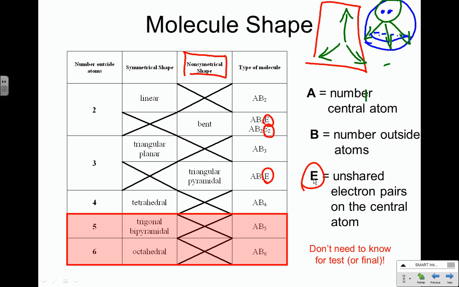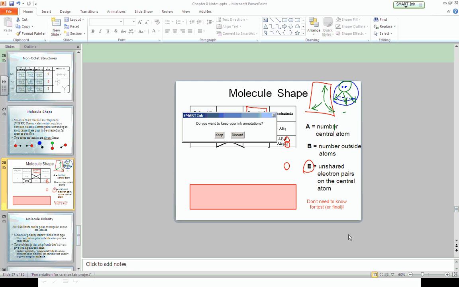So when you draw your electron dot, write down your ABE code, and you can see which type of shape it is. And hopefully that helps you understand the different shapes that you need to know.